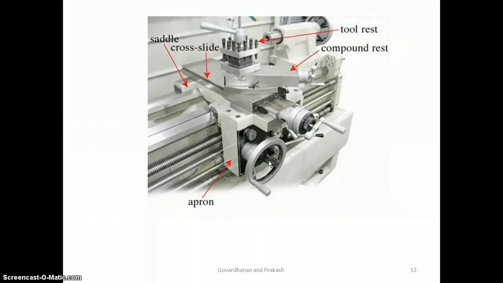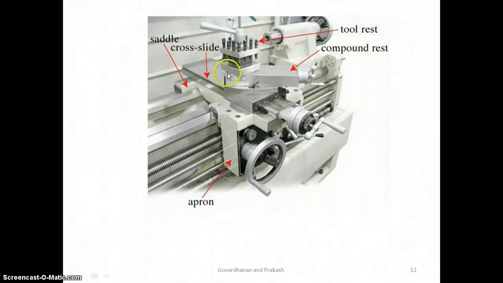Cross slide is positioned on the saddle and can be moved across by a cross feed handle. This is the cross feed handle, or by power feed by the use of a mechanism called apron mechanism. It is used to move the tool perpendicular to the axis of rotation.